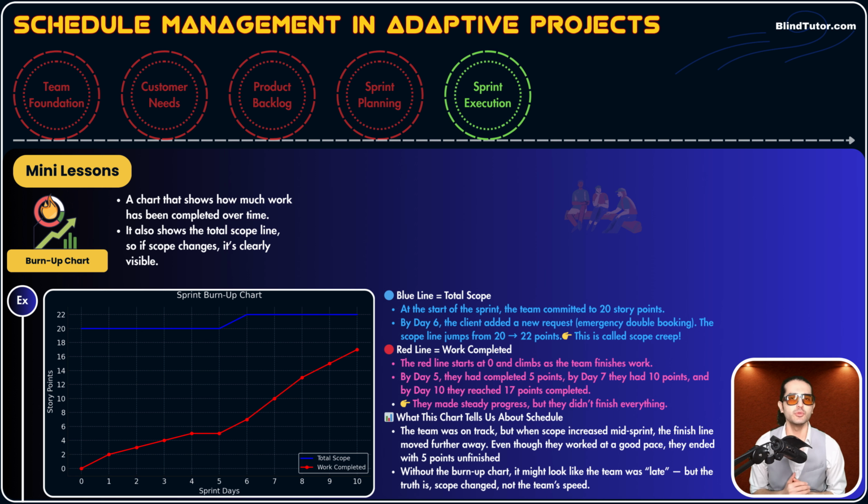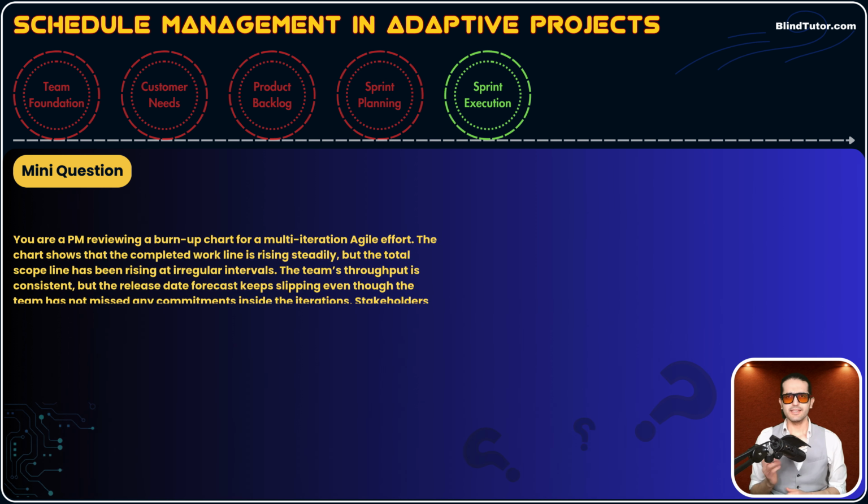Let's wrap up our 2 beautiful charts, guys. Burn down chart is a chart that shows remaining story points or remaining work. Burn up chart is an upward chart that shows the completed work in each day of the sprint. Burn up chart helps us to detect scope creep, but burn down chart helps us to see if we are on schedule, behind schedule, or ahead of schedule. Awesome. Now, let's see what type of question you will get from burn up chart. Let's get this mini question done.